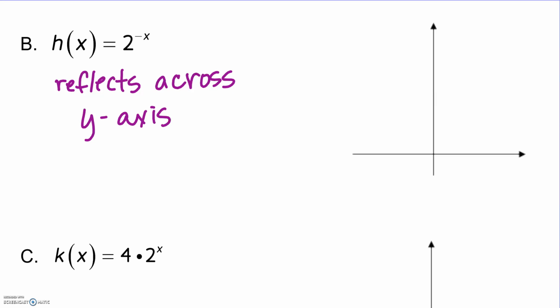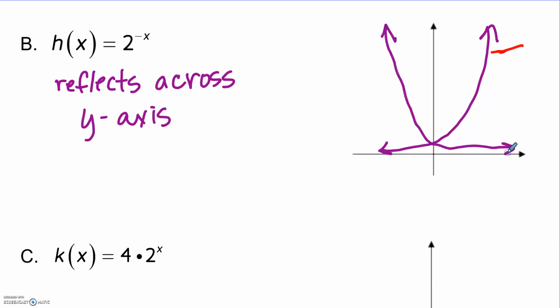So instead of having your basic 2 to the x, which looks like this, now you're looking at 2 to the negative x, which would be like this then. Reflecting across the y-axis. Remember, if the negative is out front, that's where it reflects it over the x-axis.